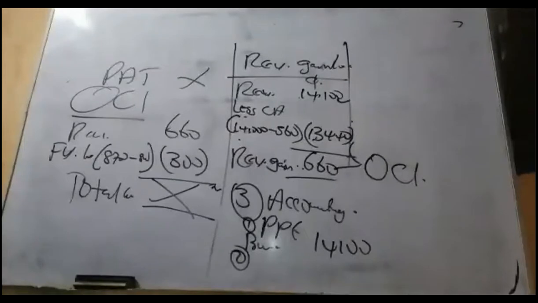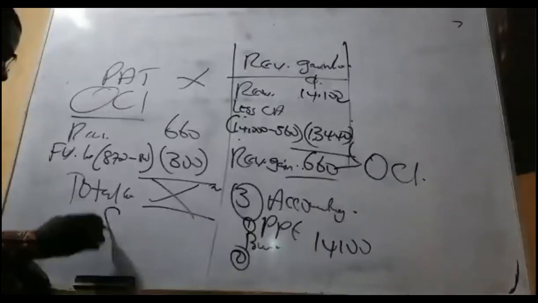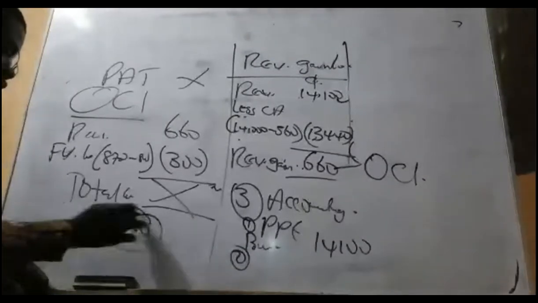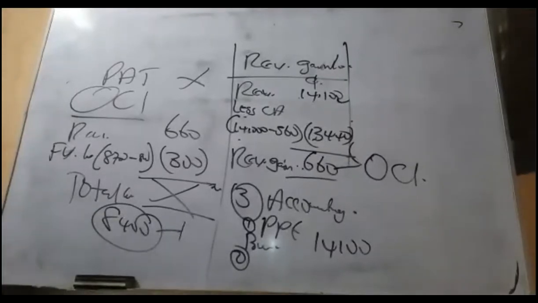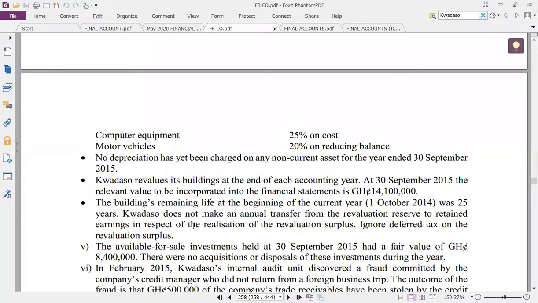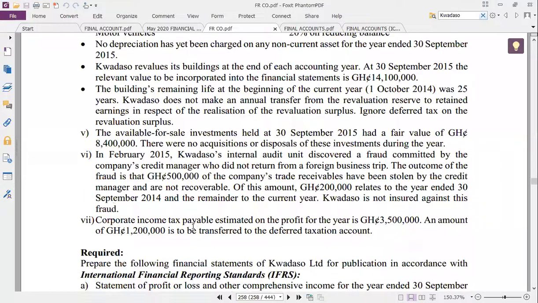When you go to the financial position, what will be the value? You pick the closing value, 8,400. Send that one to the financial position when you are listing your non-current assets. Great. So that is it. We are done with note 5. Now let's go to note 6.